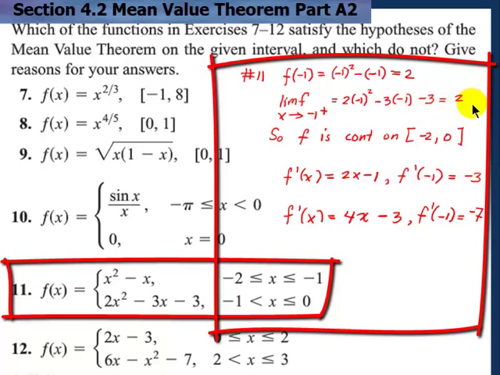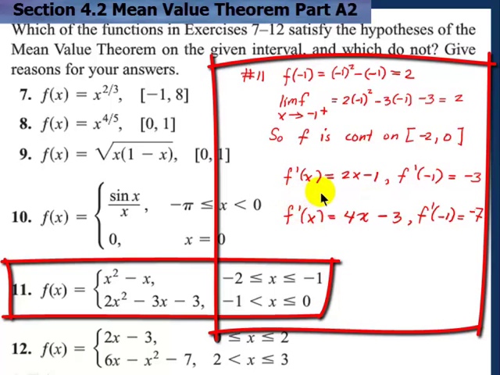So that means that f is continuous on the whole interval, because where there might be a break or a discontinuity, we have checked that indeed they are equal to each other. Therefore it's continuous at x equal to -1. So f satisfies the continuity condition on the closed interval -2 to 0.